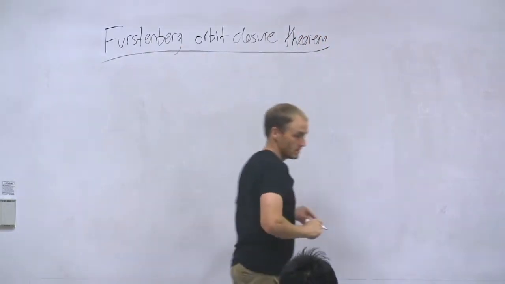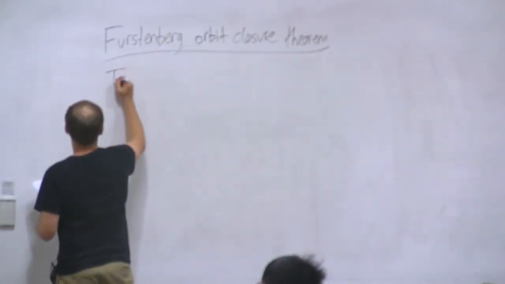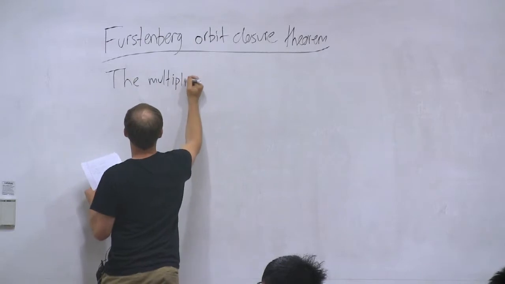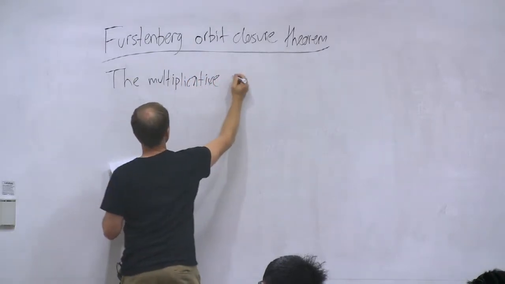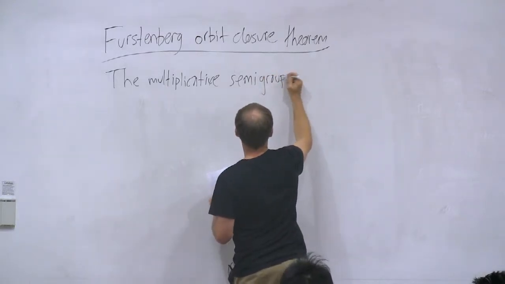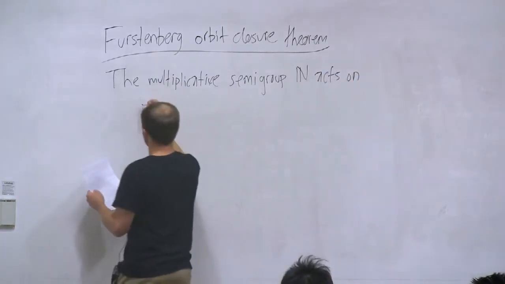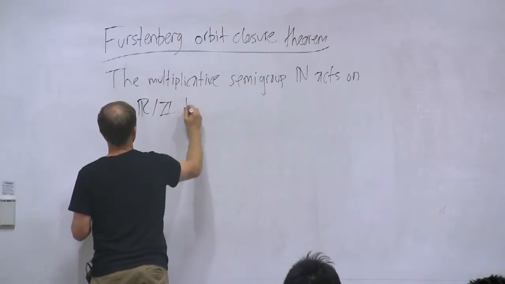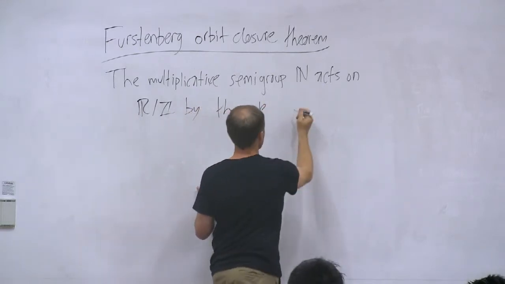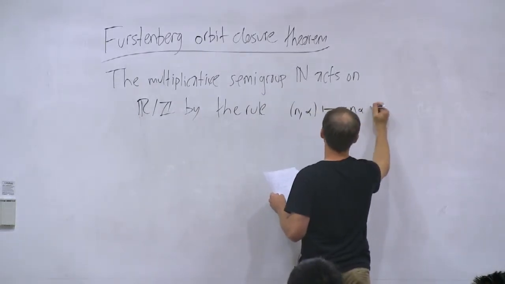And maybe to motivate this at the beginning, I'll say something which is hopefully close to obvious to a lot of you. First of all, the multiplicative semigroup of natural numbers acts on the circle R mod Z by endomorphisms, right? By the rule, what does an integer n do to a number alpha? Well, it sends it to n alpha mod 1.